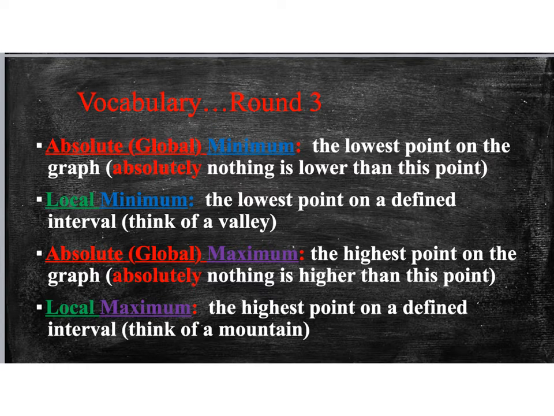Absolute maximum is just the opposite of an absolute minimum. It is going to be the highest point on the graph. It is the absolute highest point. So there's nothing higher. Local maximum could just be a maximum on an interval. Again, there might be a maximum that is higher, but this is the local maximum for that interval. So I want you to think of like a mountain.